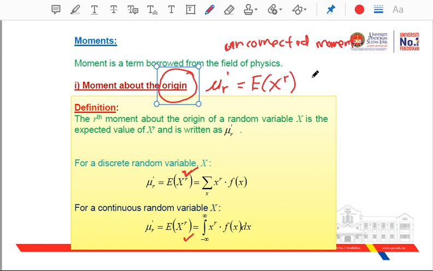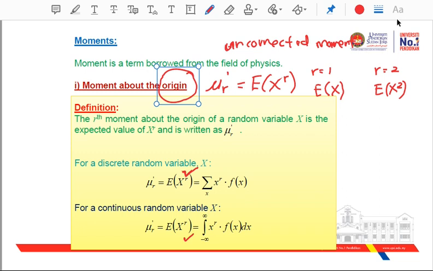What happened when r equal to 1? When r equal to 1, E[X^r], your moment about the origin becomes E[X]. When r equal to 2, what happened to your moment about the origin? Your moment about the origin becomes E[X^2]. And from here, basically you can already find the variance, which is E[X^2] minus mean square.